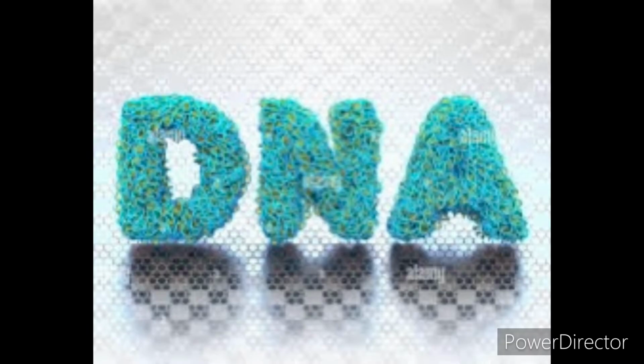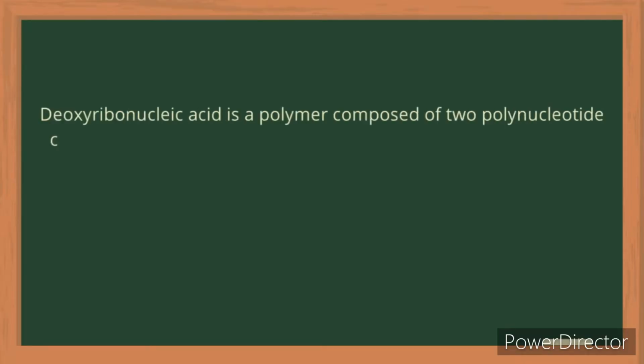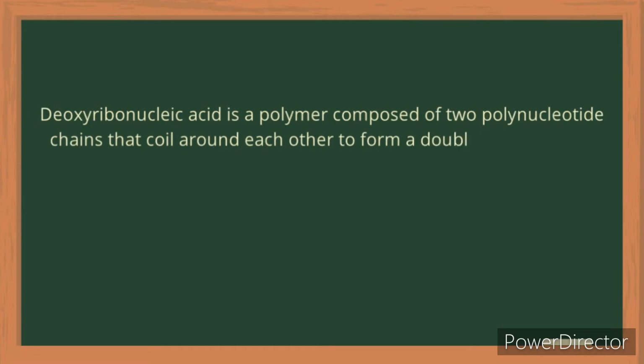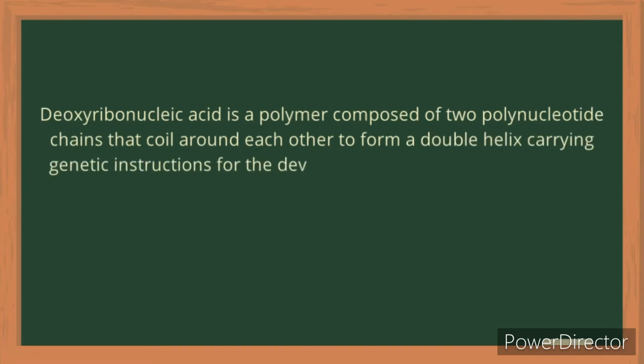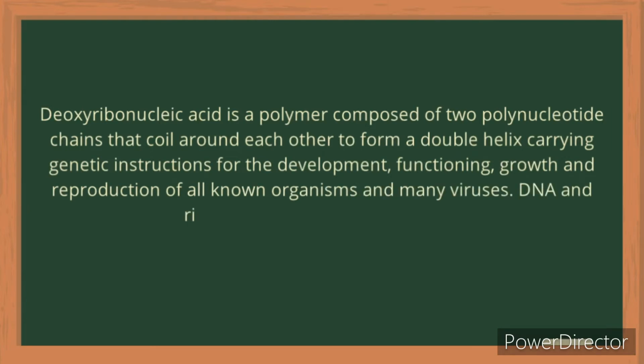DNA. What is DNA? Deoxyribonucleic acid is a polymer composed of two polynucleotide chains that coil around each other to form a double helix carrying genetic instructions for the development, functioning, growth and reproduction of all known organisms and many viruses. DNA and ribonucleic acid are nucleic acids.